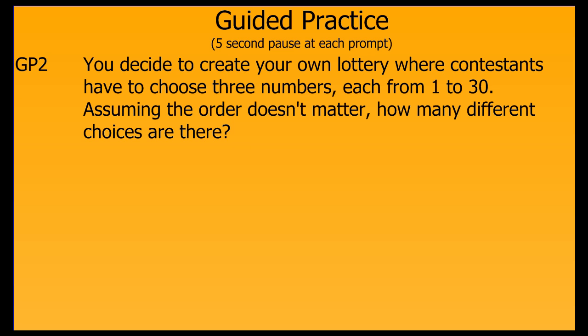Let's try another one. You decide to create your own lottery where contestants have to choose 3 numbers, each from 1 to 30. Assuming the order they pick the numbers doesn't matter, how many different choices are there? How do we do this? This is a combination of 30 objects taken 3 at a time. What's next?